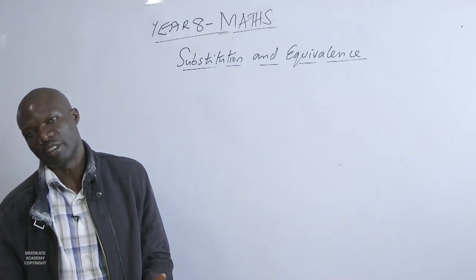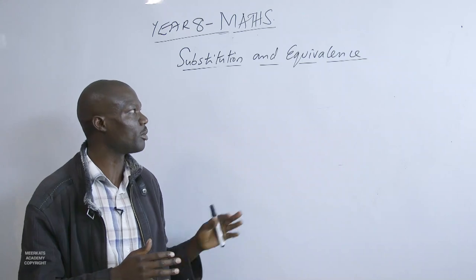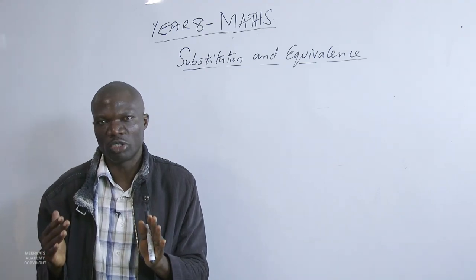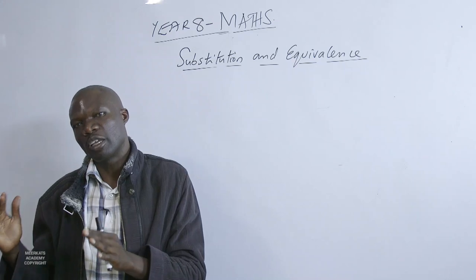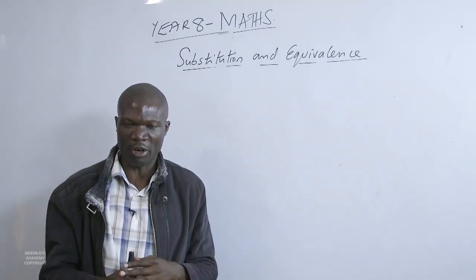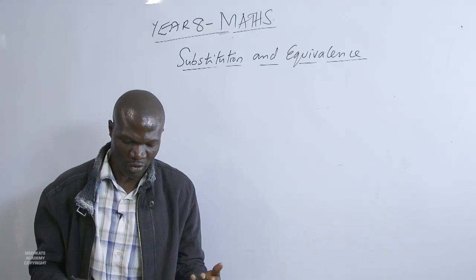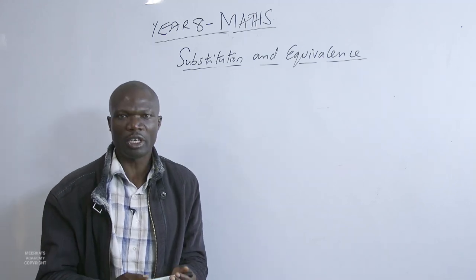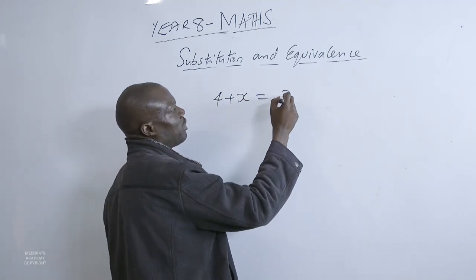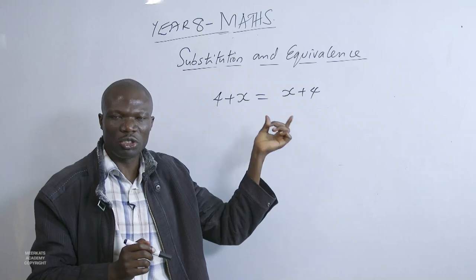Substitution and equivalence. From our earlier lessons back in year 7 and other algebraic expression questions, you realize that the moment you substitute a pronumeral with a value, the moment you replace a pronumeral with a given value, we call that substitution, or we simply say it is an evaluation. And when you do that, you are just creating an equivalent expression or an equivalent equation.